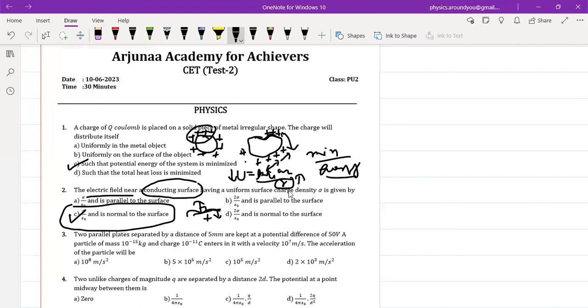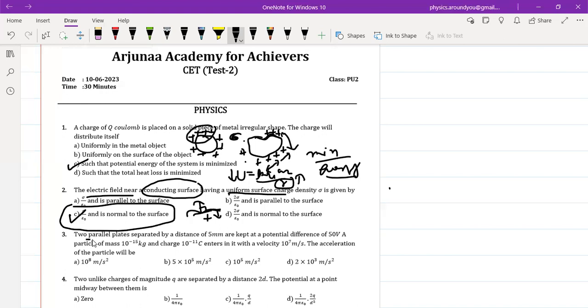Here it is a uniform surface charge density. We can also have our potato shape where we can say sigma is a local charge density, but here it is uniform surface charge density, good for us. Nevertheless, it is sigma by epsilon naught, normal to the surface.